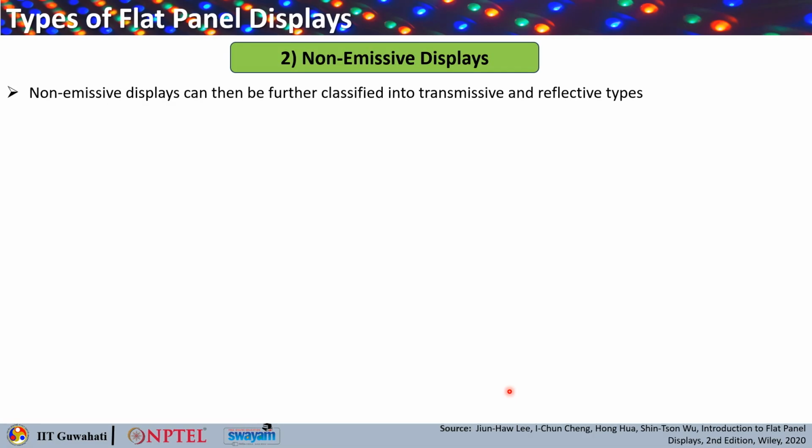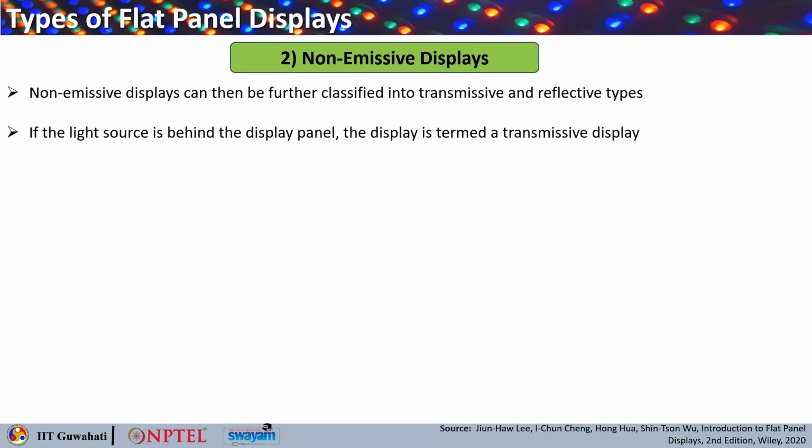Now, the non-emissive displays can be further classified into transmissive and reflective types. Till now I was telling about the transmissive type, where you have a backlight source and a liquid crystal film that is either allowing or blocking the light. You can also have another type, that is a reflective type. If the light source is behind the display panel, it is a transmissive type display.